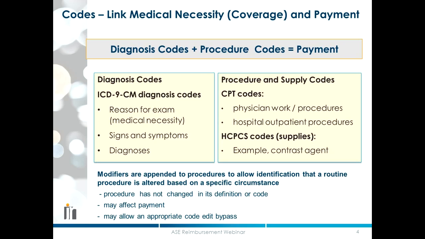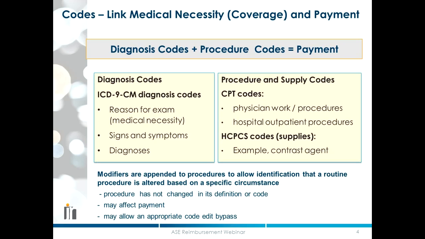So let's talk about coding. There are two different types of code sets. One is the diagnosis codes, which are currently reported as ICD-9, and then there are the procedure codes, which are the CPT codes, and the HCPCS codes, which are supply codes, or the contrast for your purposes.